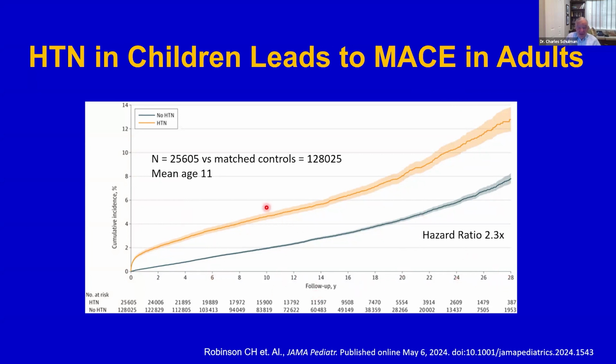And if the mean age was 11 when they started, 28 years later makes them under 40 years old, and they're already having adverse events. So the point is, pay attention to hypertension, even in younger people and in children, and treat accordingly.